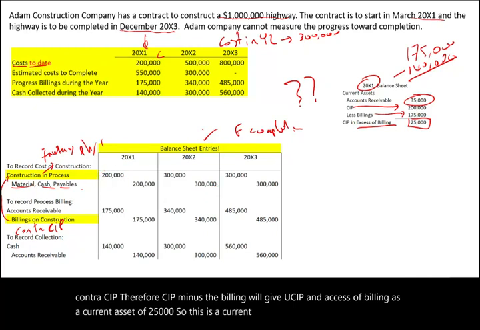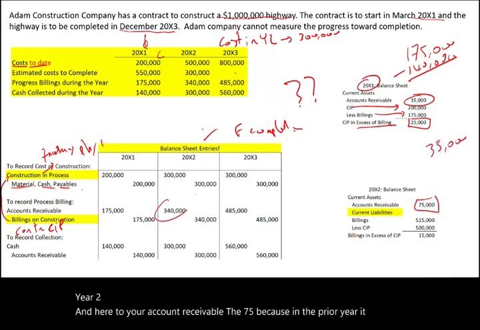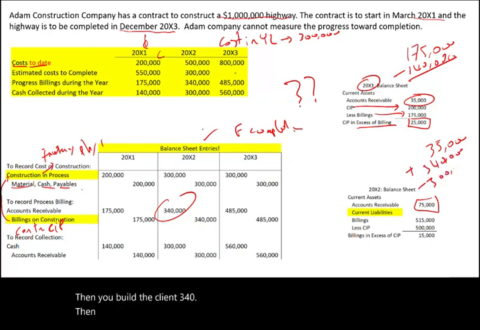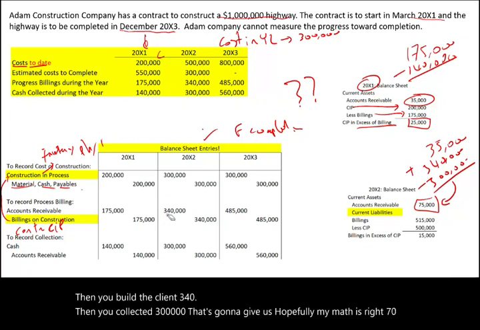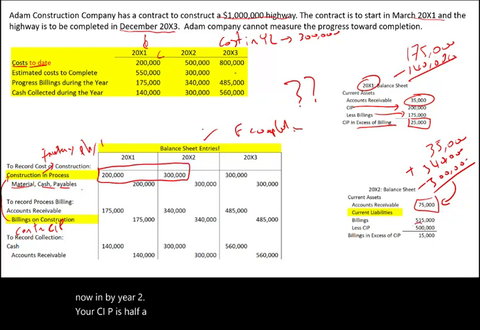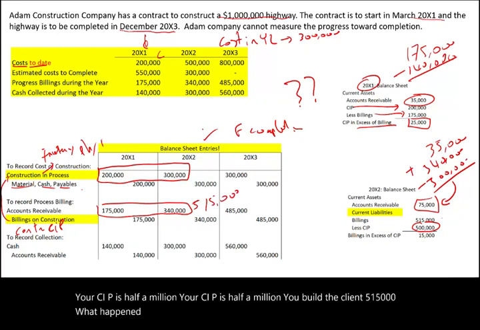Let's take a look at the balance sheet in year two. In year two, your account receivable is 75 because in the prior year it was 35. Then you bill the client 340. Then you collected 300,000. That's going to give us, hopefully my math is right, 75. Now, by year two, your CIP is 500,000. You billed the client 515,000. What happened in year two is you billed the client more than your CIP. So you billed the client for more work than you have done.